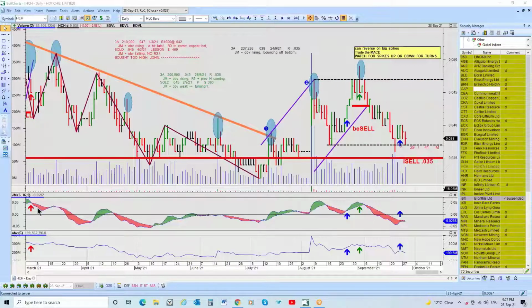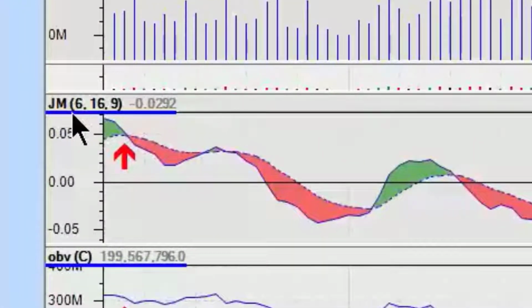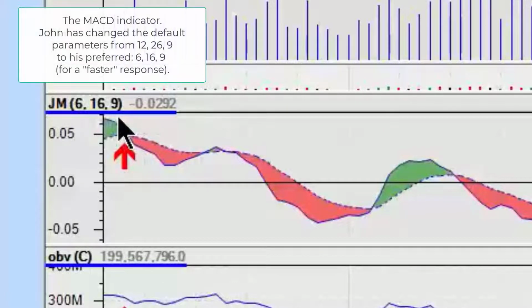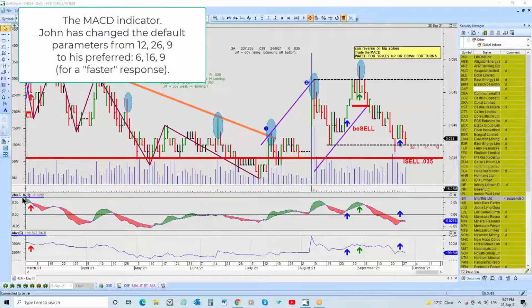It's just a MACD, but I shortened the period. I don't know if you can read the left-hand end of that. We can. I've shortened it to 6 and 16, and then I kept the 9 from the MACD. And because it's not a MACD, I had to call it something else. So I call it a JM, which means John's momentum. I remember you sharing that once before.